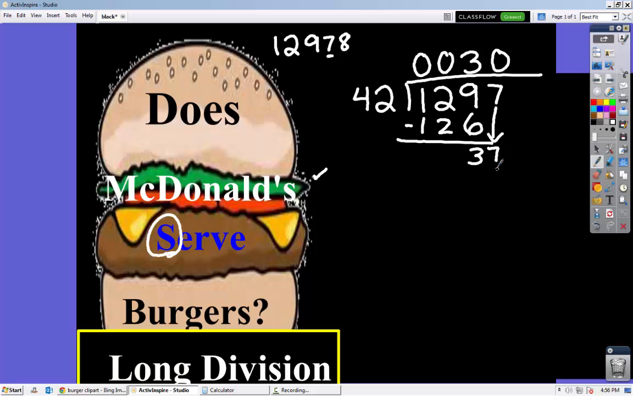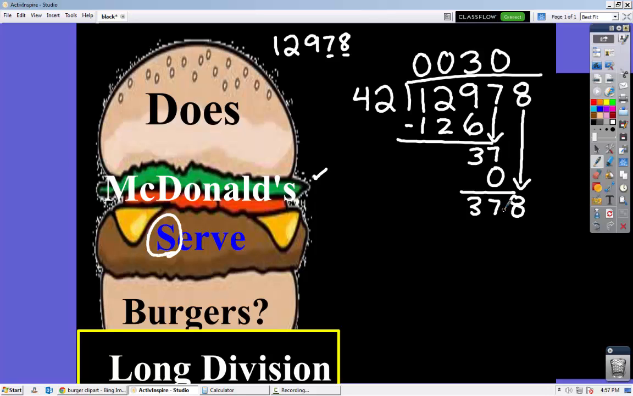It's a 0. My next step being that S for subtract. So that's 37 minus 0. Oh, another easy one, 37. And now I'm down to my B, burger, bring down. So I have this 8 that I'm going to bring down. And now I'm going back to the top, to divide. How many times does 42 go into this 378?